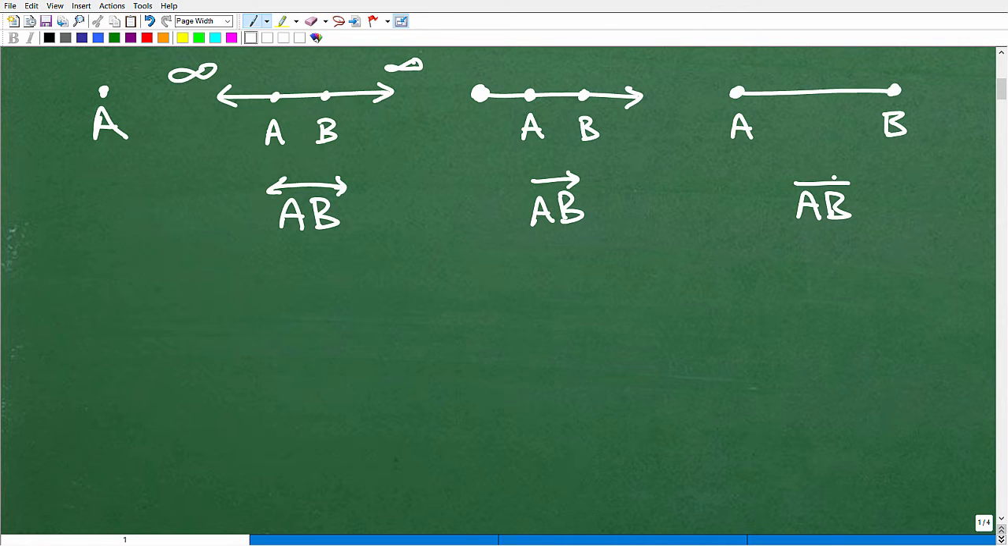Okay, so here's a point. Here is a line. This is a ray, and this is a line segment. So some real basic things with lines, line segments, etc.